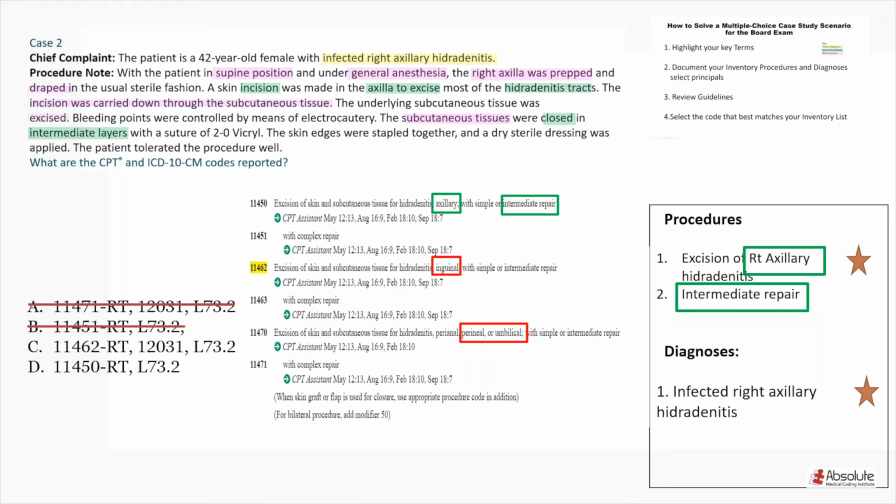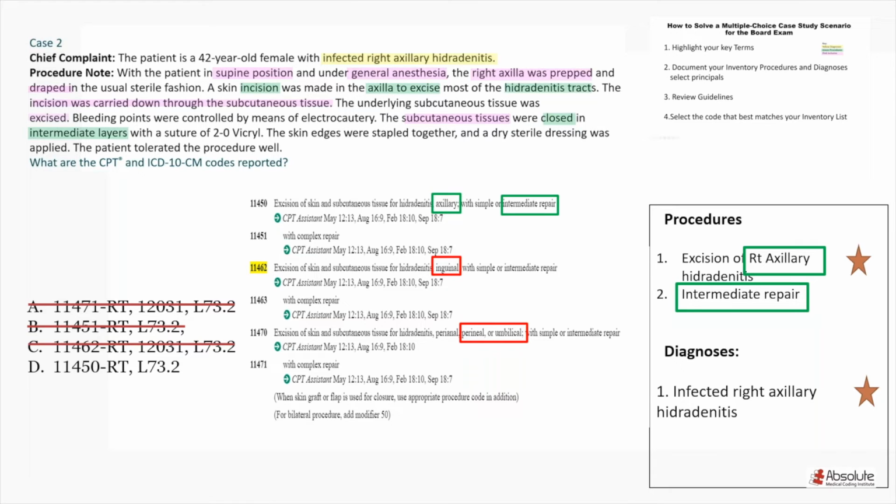Now let's look into option C, 11462 RT, and the code language is excision of skin and subcutaneous tissue for hidradenitis in the inguinal region with simple or intermediate repair. Once again, it doesn't match our procedure inventory. The hidradenitis excision in 11462 was done in the inguinal region. That eliminates option C as well.